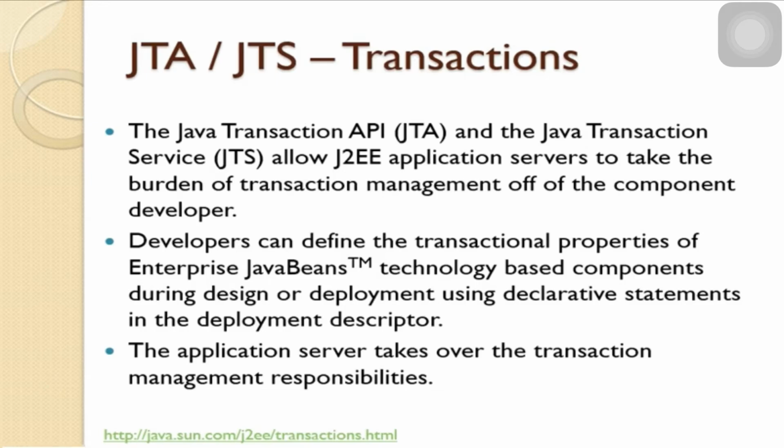JTA and JTS transactions. The Java Transaction API we call the JTA, and the Java Transaction Service we call the JTS, allow J2EE application servers to take the burden of transaction management off of the component developer. The developer can define the transactional properties of enterprise Java Bean technology-based components during design and deployment using declarative statements in the deployment descriptor. The application server takes over the transaction management and responsibilities.